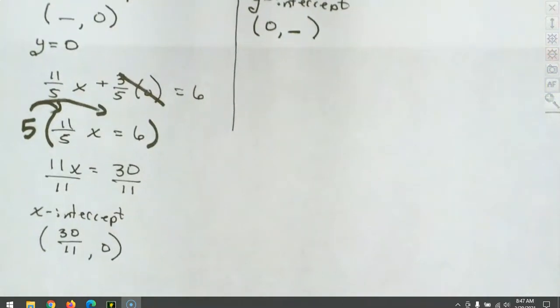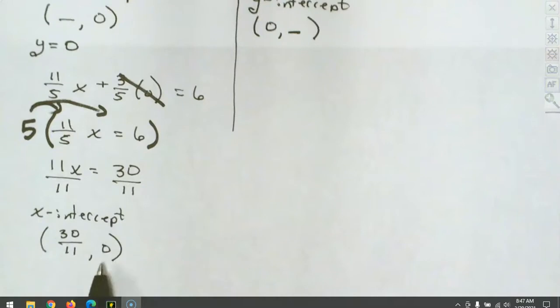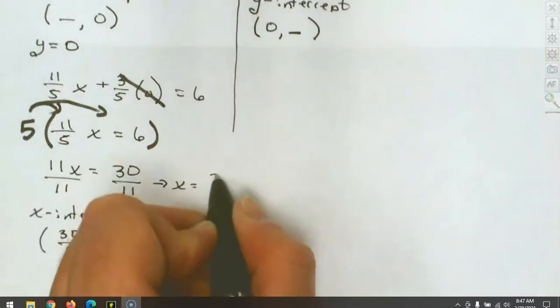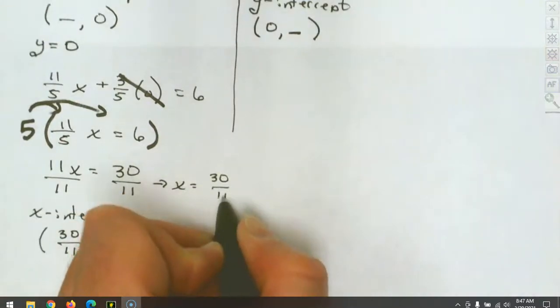Is everyone okay with how I did that? So what did I do to get the x-intercept? I plugged in y equals 0, right? That made that y component go away, cleared my fractions, and then I solved it. And then I rewrote it as an ordered pair, because we found the value of x here. Because x is, just so we know, that 30 over 11.